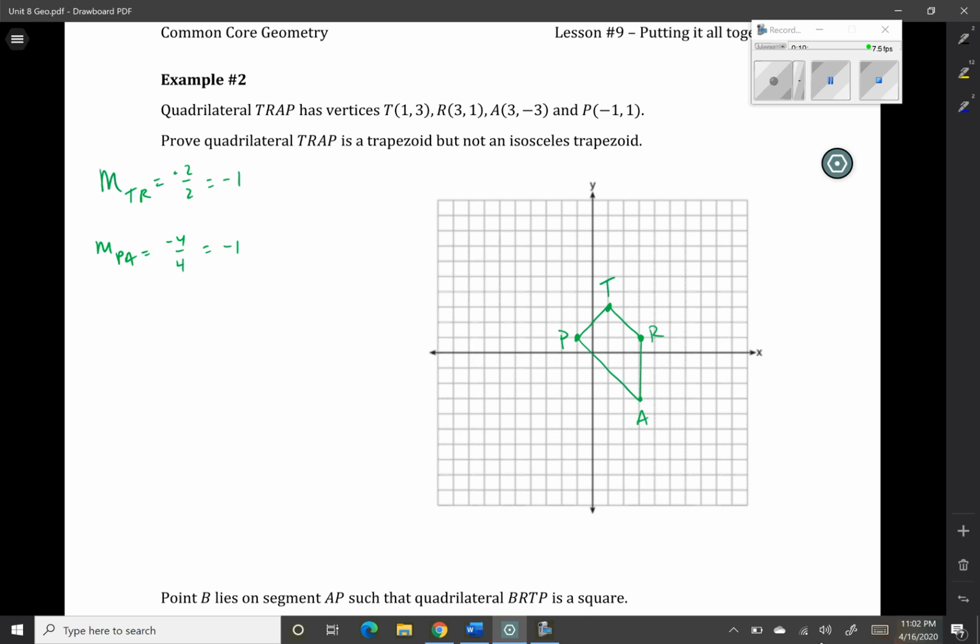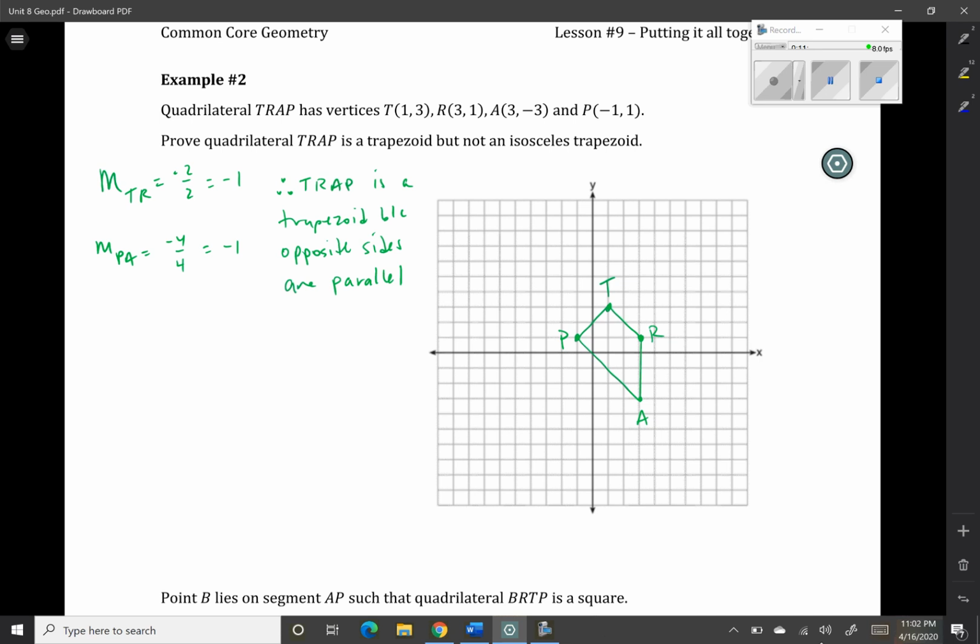That little tiny bit of work that I just did is proving half of this problem. I can now say trap is a trapezoid because opposite sides are parallel. Right, so we have one set of opposite sides parallel, making this a trapezoid.